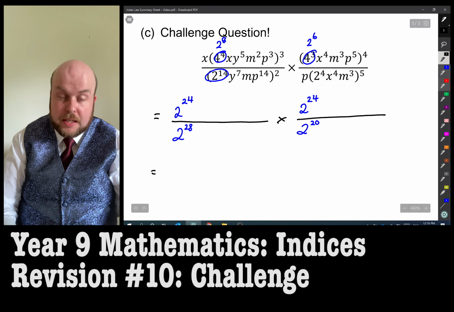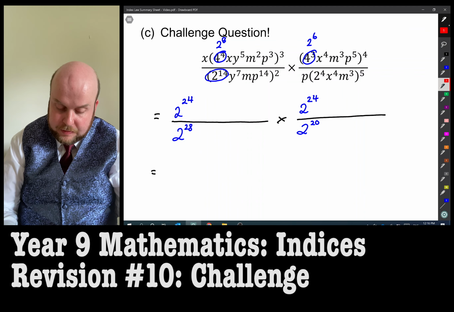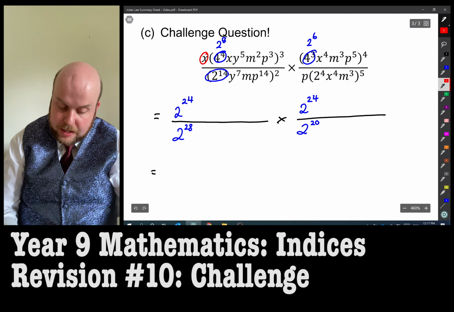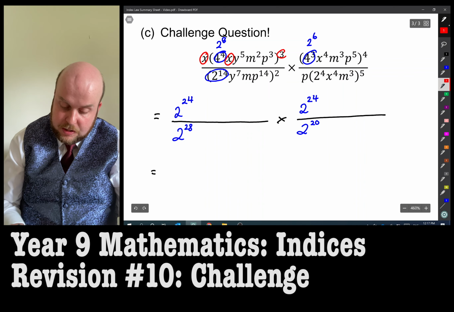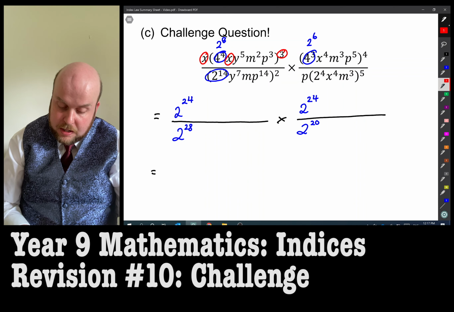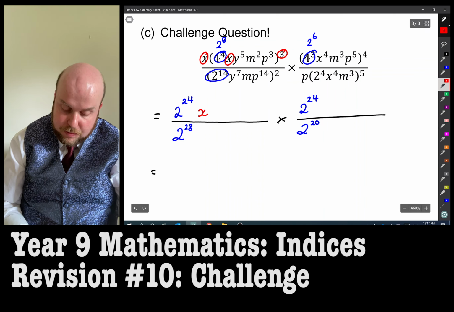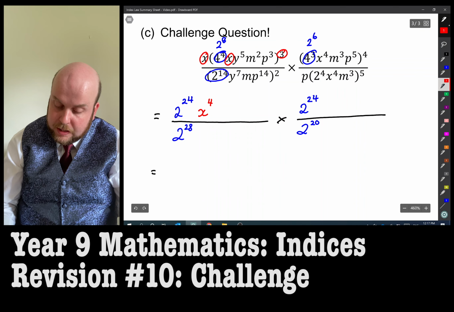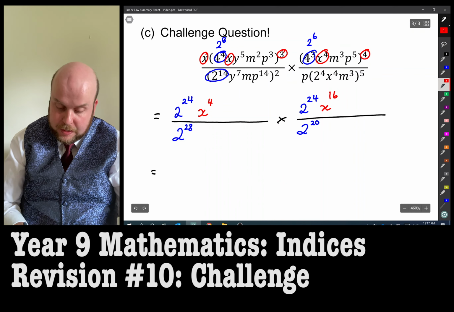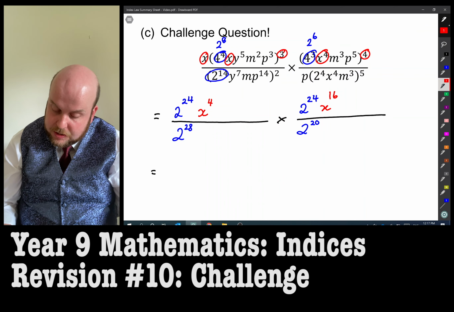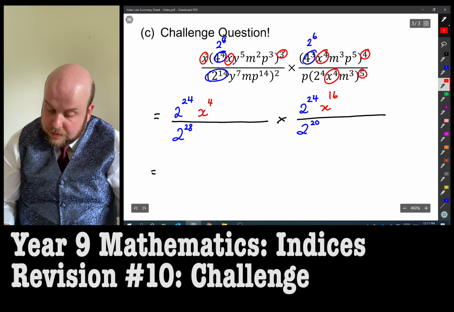The next thing is getting all of my x's in order. I've got x cubed and another x, so x to the power of 3 times another x makes it x to the power of 4. I've got this x to the power of 4, another 4 there. It's going to be x to the power of 16. There are no x's in this section. There is an x here. x to the power of 4 times 5 is x to the power of 20.